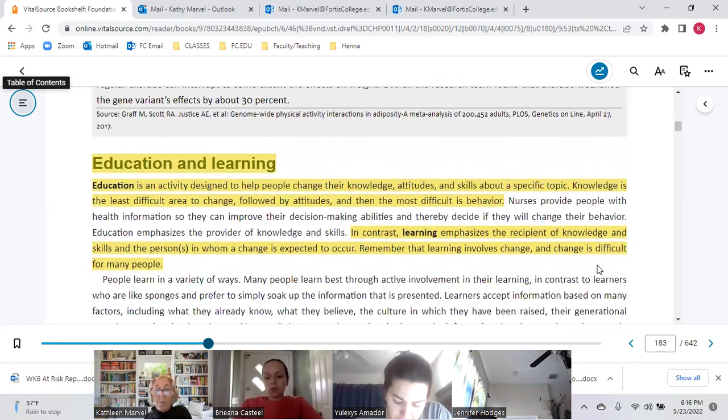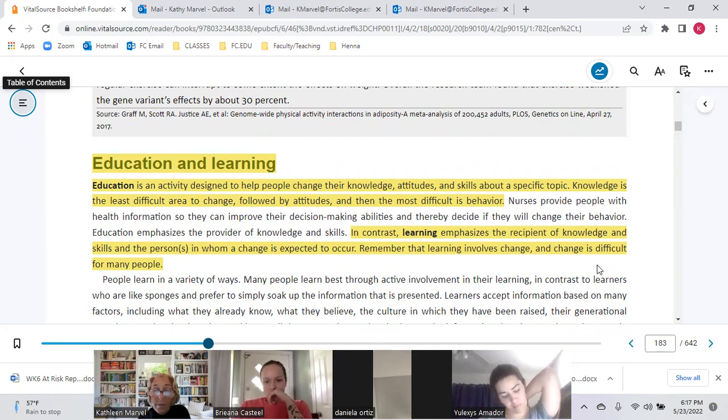Do you guys know the difference between education and learning? What do you got without looking at this? Does anybody know the difference between education and learning? There's a difference. Okay, so when you're being educated, like I'm doing with you now, I am giving you knowledge, right? Education is an activity designed to help people change their knowledge, attitudes, and skills about a specific topic. Okay, learning, on the other hand, oh, I'm sorry. Yes.